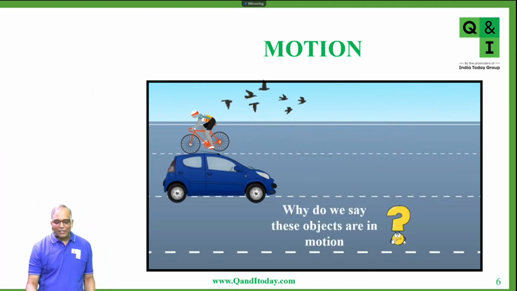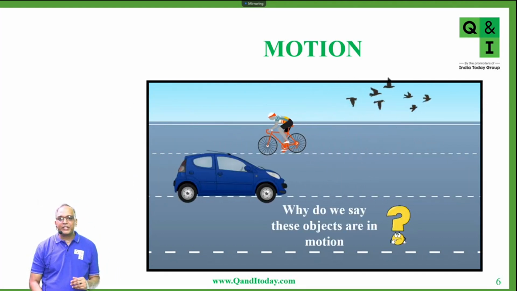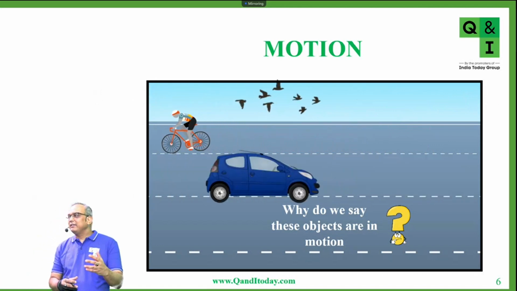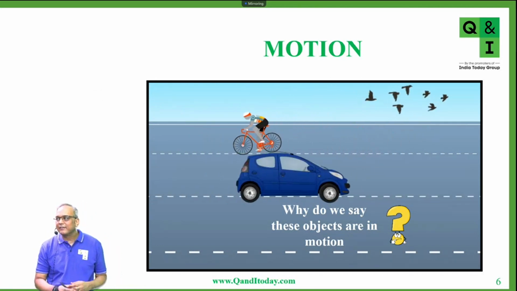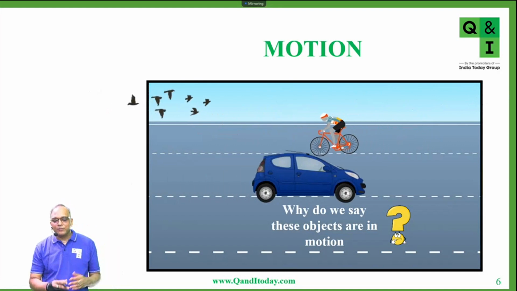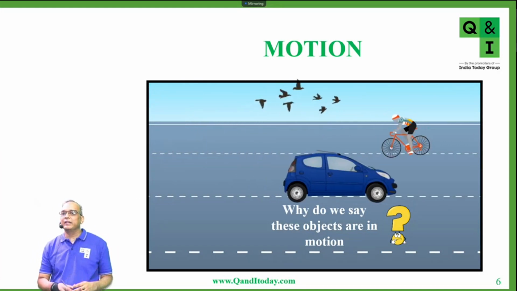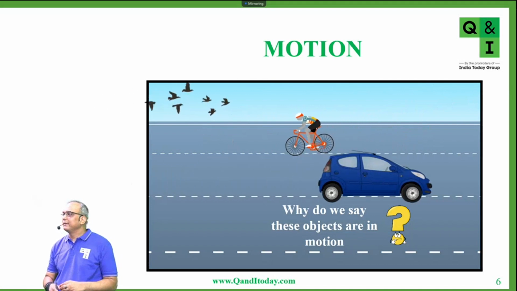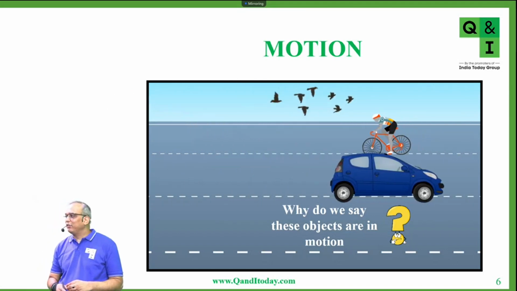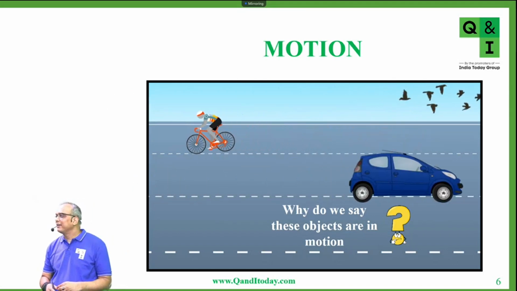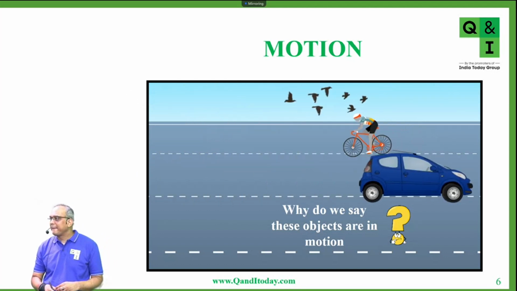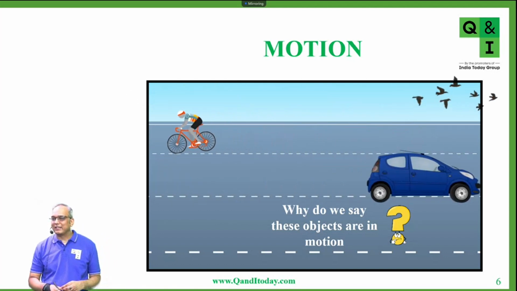Now, why do we say these objects are in motion? How do you get to know that these objects are in motion? Anyone who wants to answer here? How do you observe these objects to be moving? You can unmute and answer as well, or you can type it, whatever is convenient for you.